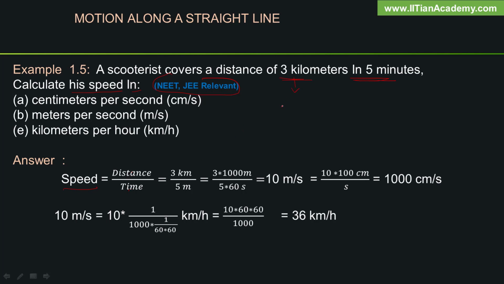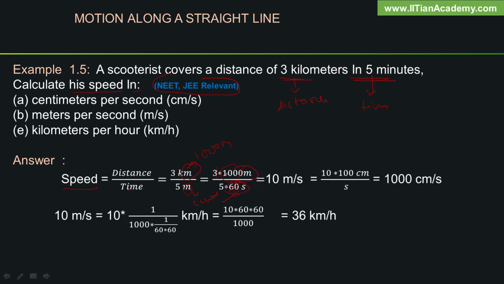An easy way to solve this is to convert units into the required unit. First one is km divided by minute. We want meters per second. Hence, convert km to meters and minutes into seconds. 1 kilometer is 1000 meters and 1 minute is 60 seconds. Now simplify this rational number and you get 10 meters per second.